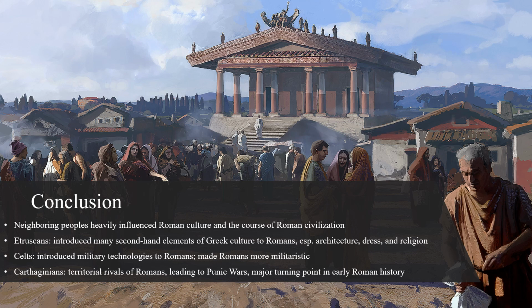And the Carthaginians, while the Romans did not take as many cultural elements from them, were major territorial rivals for the Romans. Both were trying to build empires in the Mediterranean, and that led to a series of wars called the Punic Wars, which were wars in which the Romans ultimately prevailed, and the Punic Wars were a major turning point in early Roman history. But we'll talk more about the Punic Wars in future videos.